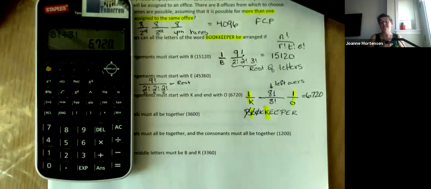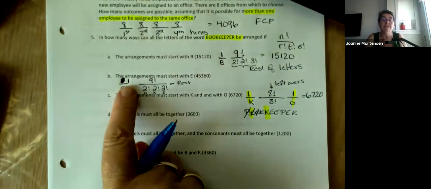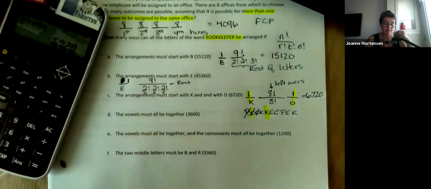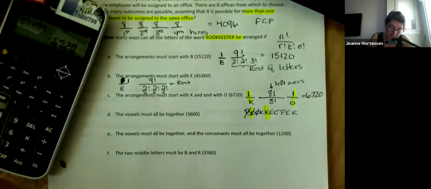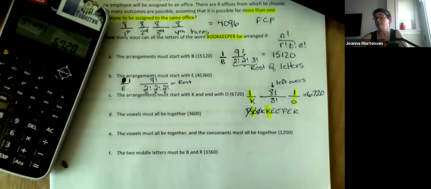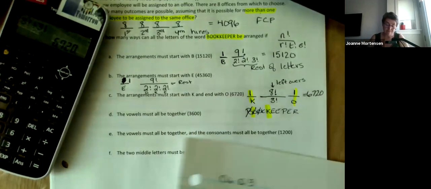And that's why it's good to do a bunch of questions, because once I realized my mistake here, I knew how I was going to prepare. All right. The vowels must be all together. I really got to think about that. So I'm going to look at this. I'm going to put this on a different sheet of paper. That's what I'm going to do.